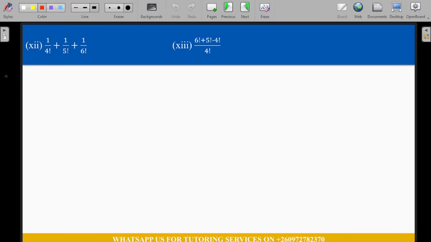Right, then we move to 12. So 12 says we have to evaluate 1 over 4 factorial plus 1 over 5 factorial plus 1 over 6 factorial. So here we get the common denominator, like I said. The common denominator becomes the number with the bigger factorial, which is 6 factorial. So that becomes the common denominator now.